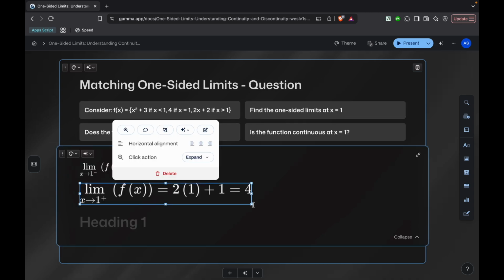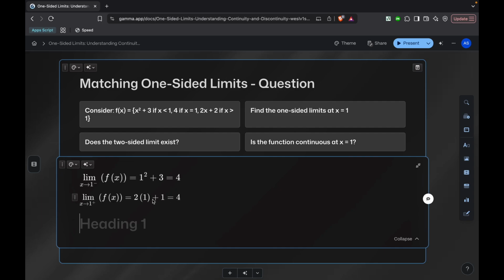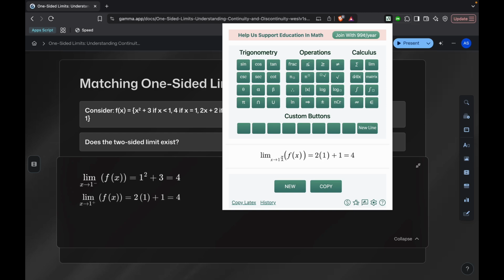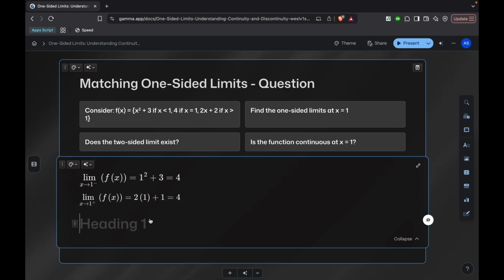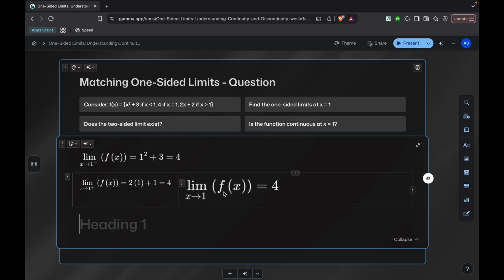Both of these values are equal to 4, and since they're equal to each other, they have the same limit value, and the two-sided limit exists, and the two-sided limit is equal to 4. How we would write this is we don't have plus or minus, we just have 1, and instead of saying 2 times 1 plus 2, or 1 squared plus 3, we just say that this is equal to 4, and that's basically about it for this problem.